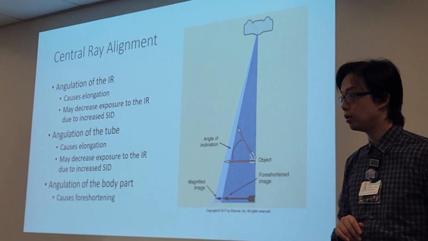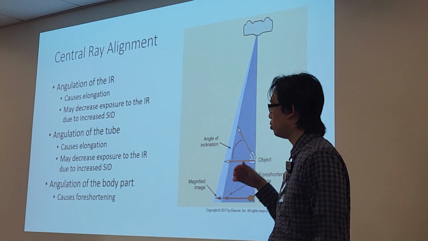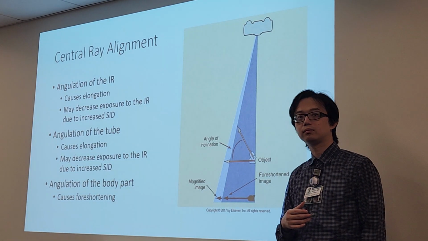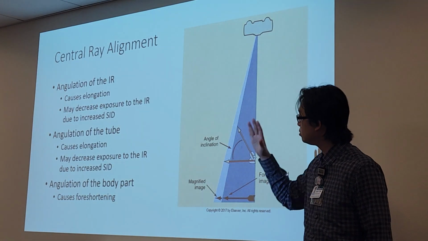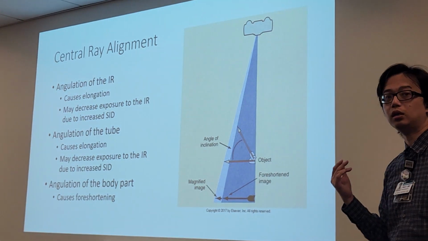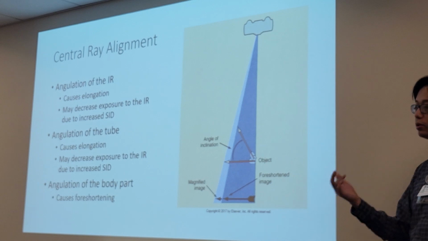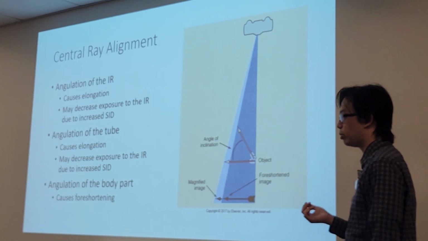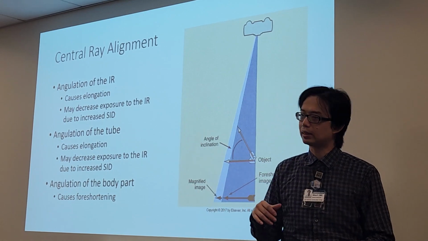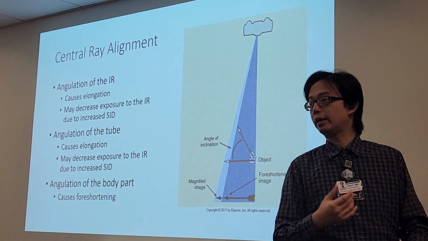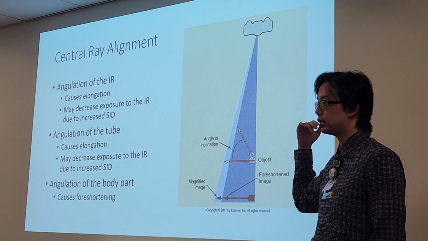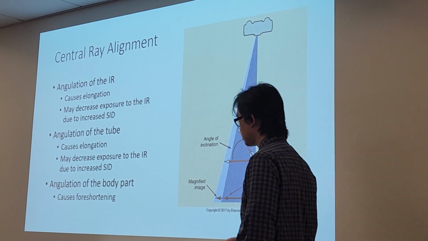Elongation. So the shadow of the part will look longer than normal. In addition, this may slightly decrease exposure to part of the IR because you are going to have an increase in SID. And I'm sure some of you have noticed that in lab, right? You throw on the angle, you look at your SID, and now the SID is longer than originally. Right? So throwing on an angle increases your SID.